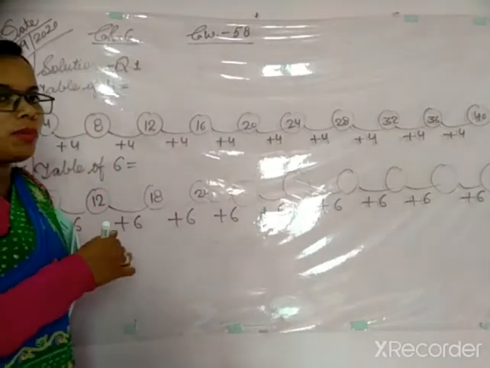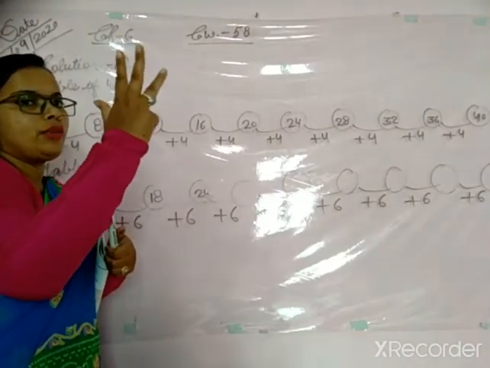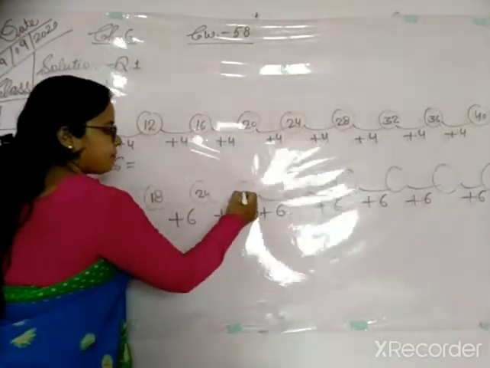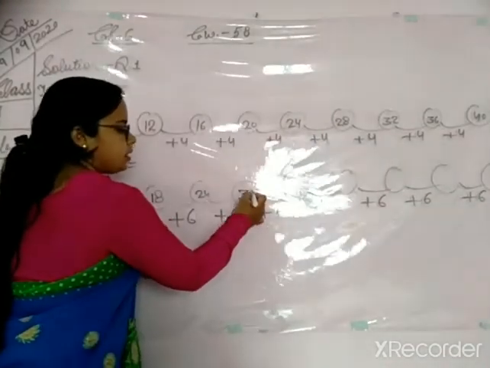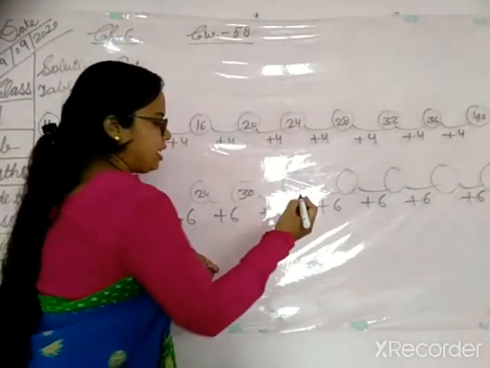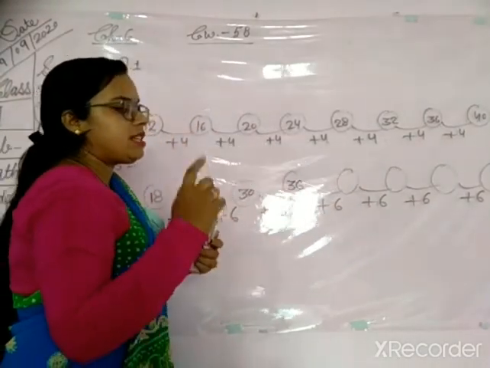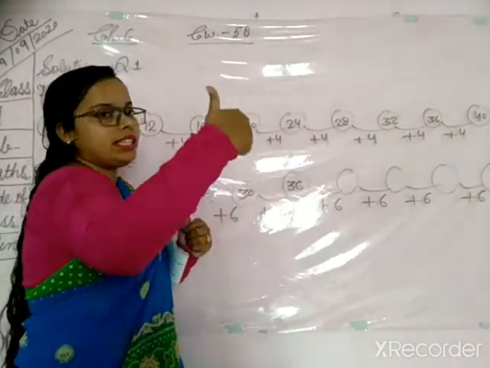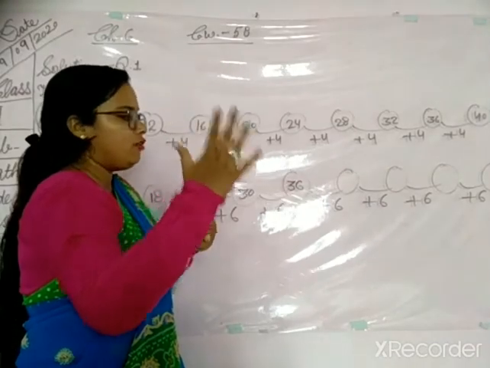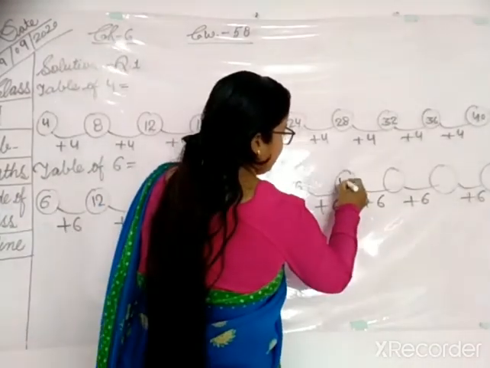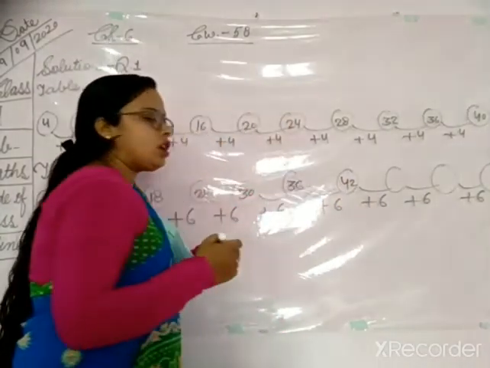24 plus 6 is equal to how much? 25, 26, 27, 28, 29, 30. 30 plus 6 is equal to how much? Understood it. 36. Okay. 36 plus 6 is equal to how much? 36, 37, 38, 39, 40, 41, 42. Your answer is 42. 42 plus 6 is equal to how much?